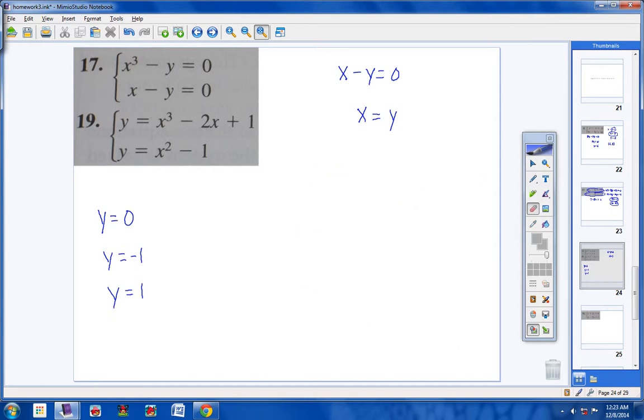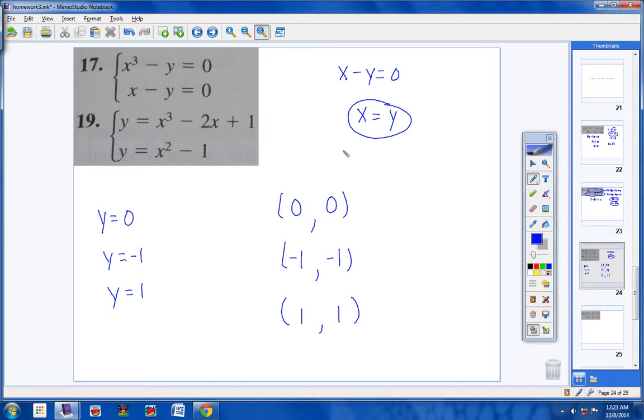Now, however, look guys, look right here. X equals y, do you see that? X equals y. So this will be easy. This will be very simple. When y is 0, x is 0. When y is negative 1, x is negative 1. When y is 1, x is 1, because x equals y.